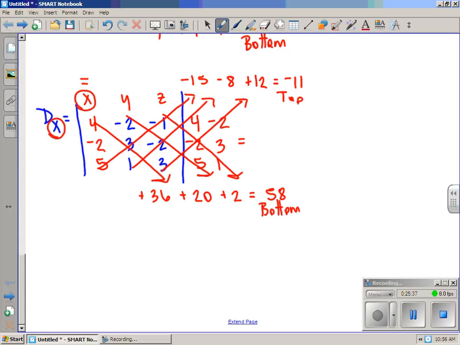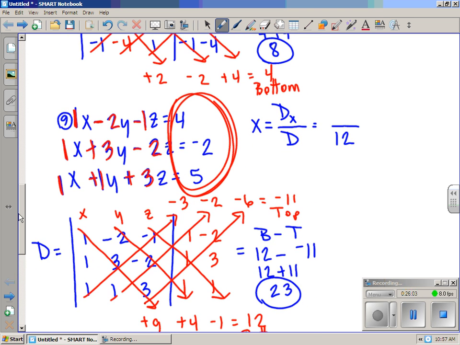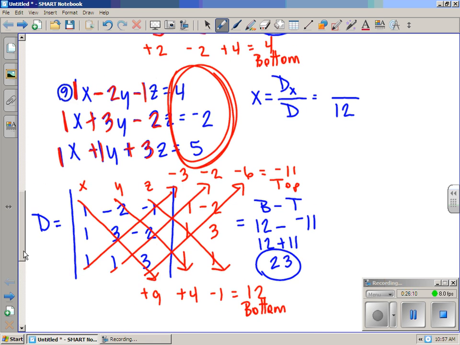To actually evaluate the determinant of x, it's the bottom minus the top. Our bottom number is 58 minus our top number, which is negative 11, which means 58 plus 11, which would be 69. That is our determinant of x. Go back to x equals the determinant of x over d. We now know that the determinant of x was 69.